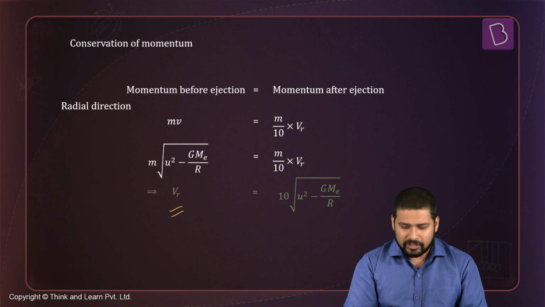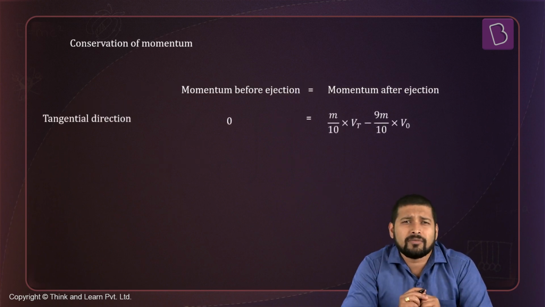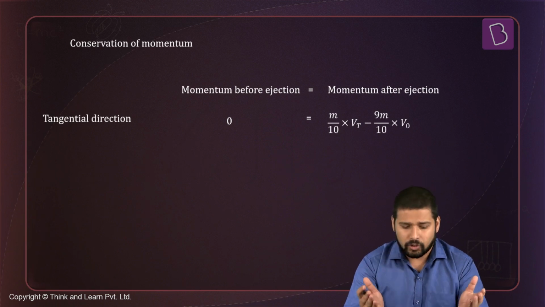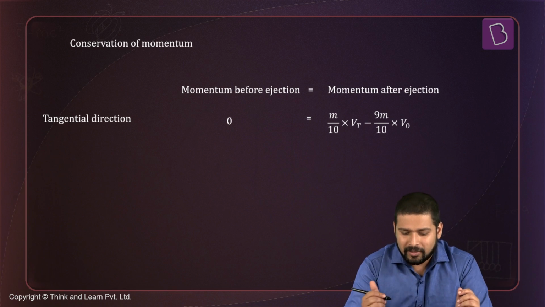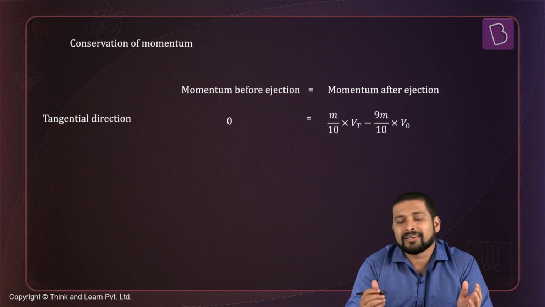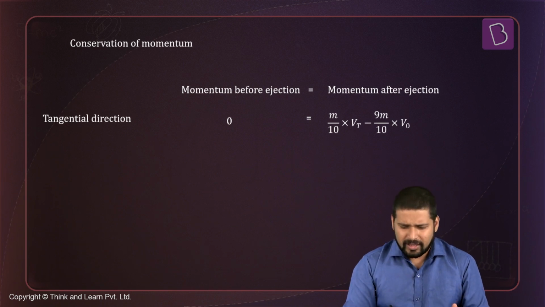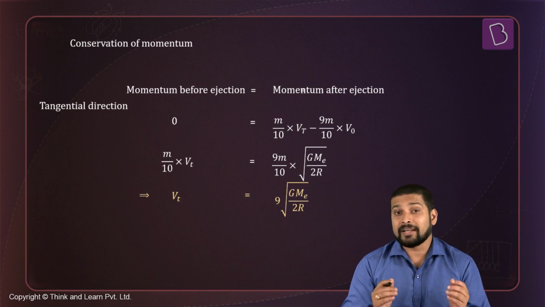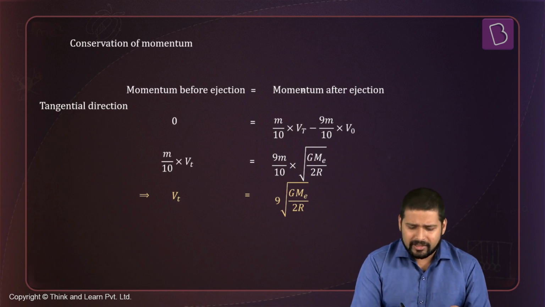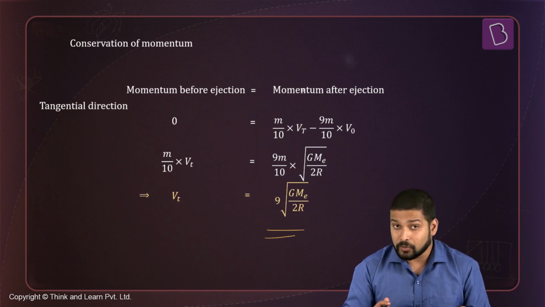Then let's talk about the tangential direction. The initial velocity was 0, so the initial momentum will be 0, and finally you get m/10 times v_t minus 9m/10 times V_O, by conservation of momentum, of course. Then you need to get this value of v_t, which is the tangential component of the velocity, and that comes out beautifully as 9 root over G M_e upon 2r.